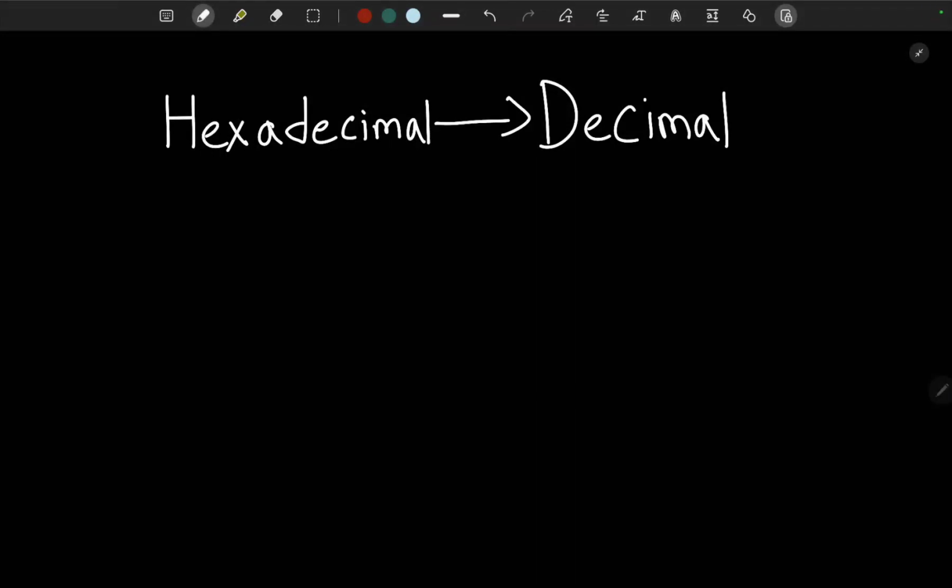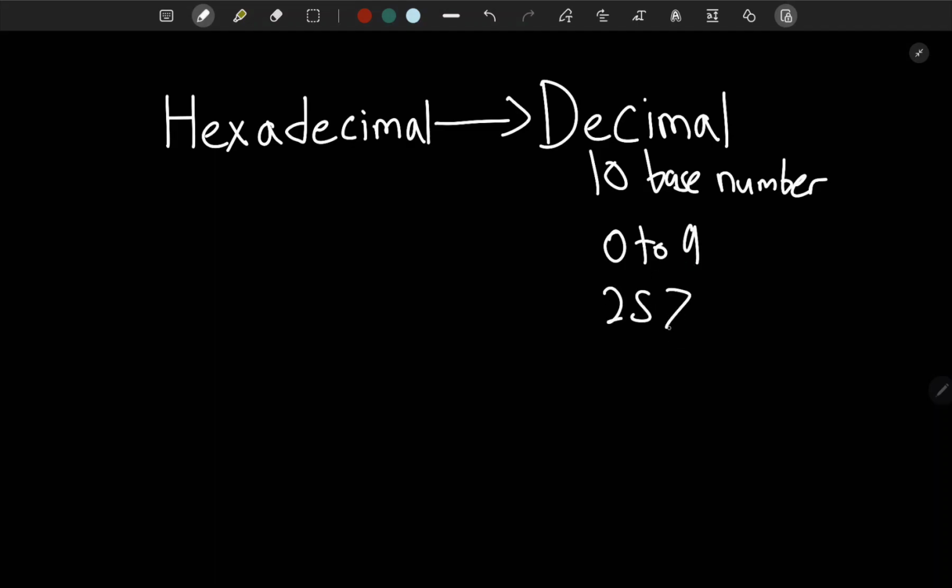In this video, we will learn how to convert a hexadecimal number to a decimal number. So first of all, we need to understand what is a decimal number. A decimal number is a base 10 number system, meaning that there are 10 choices that a digit can take, from 0 to 9, including 0. So it could be anything, let's say 2, 5, 7. Each digit can be anything from 0 to 9.